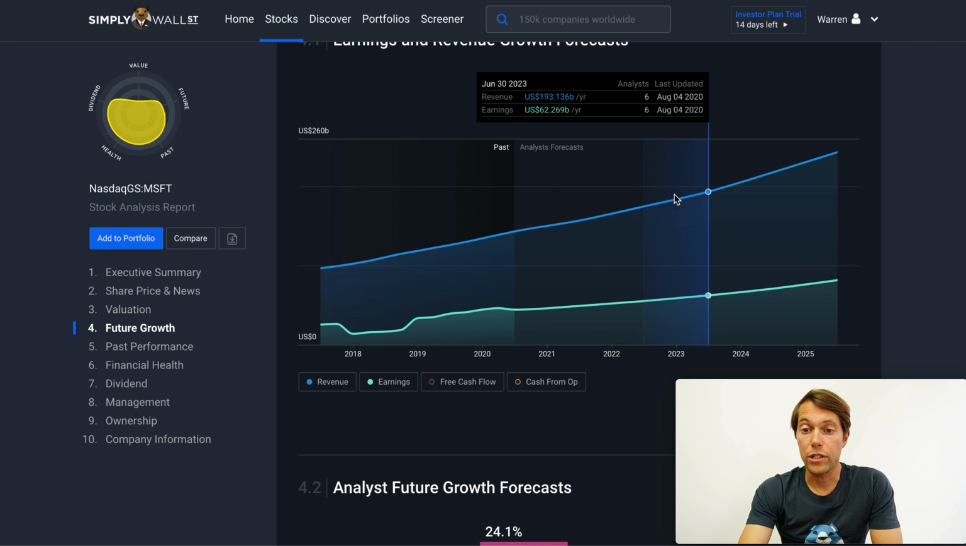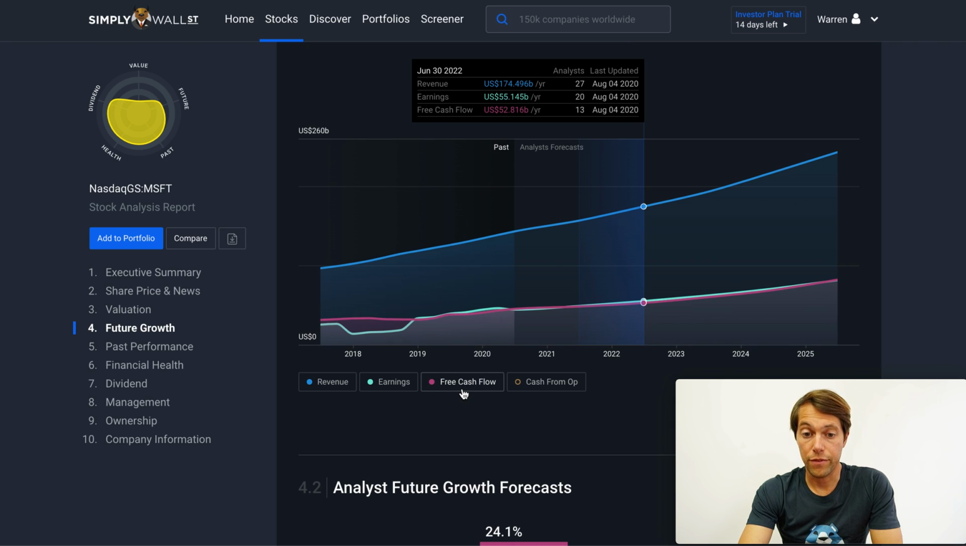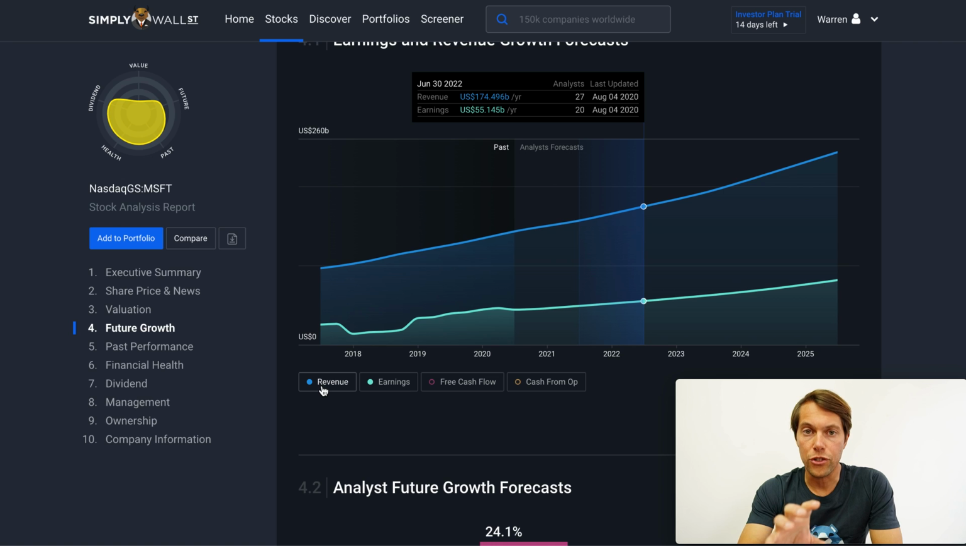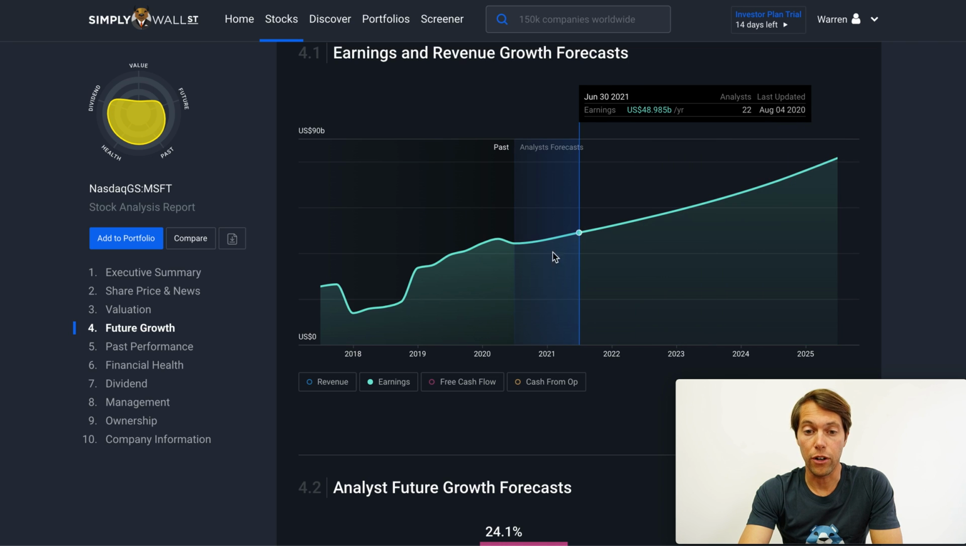And what you'll notice is as you look at different periods, that date will change. On all of these types of charts, which we would call time series, you can toggle on and off different series. So for example, if I just want to look at the earnings, I can turn off the revenue, and I can just have a look at what the analysts are expecting for earnings.